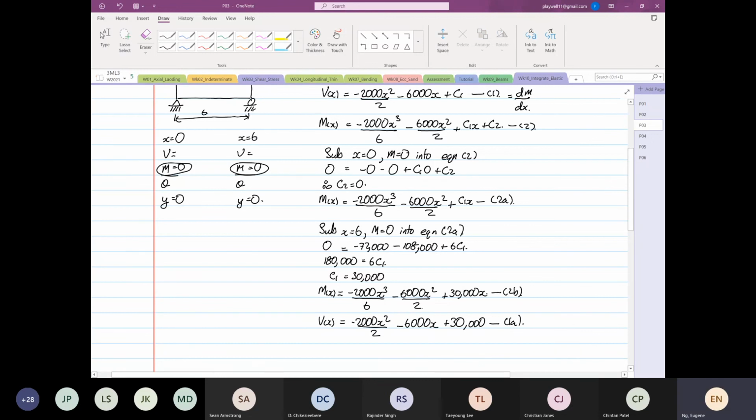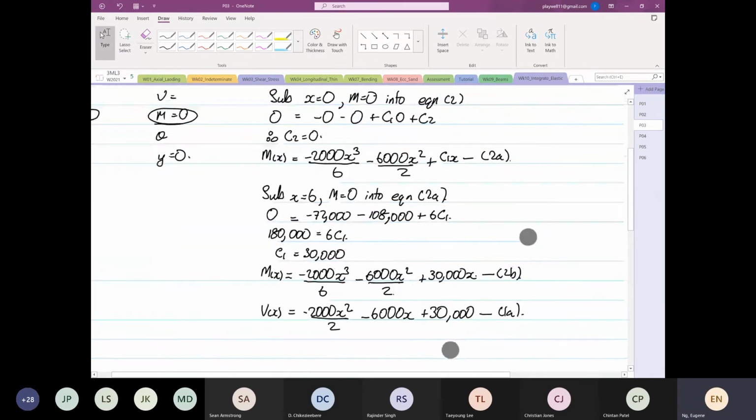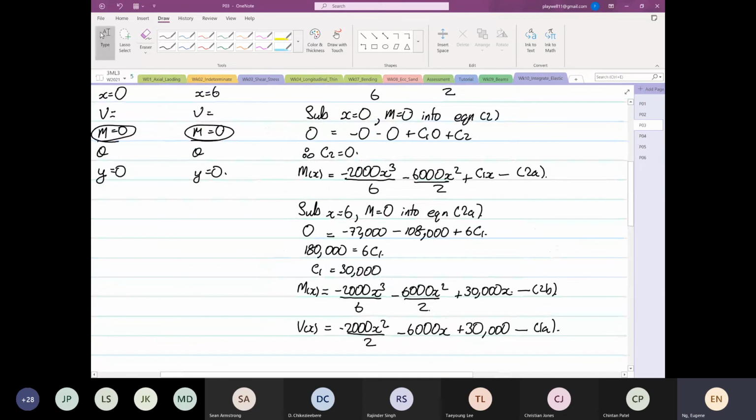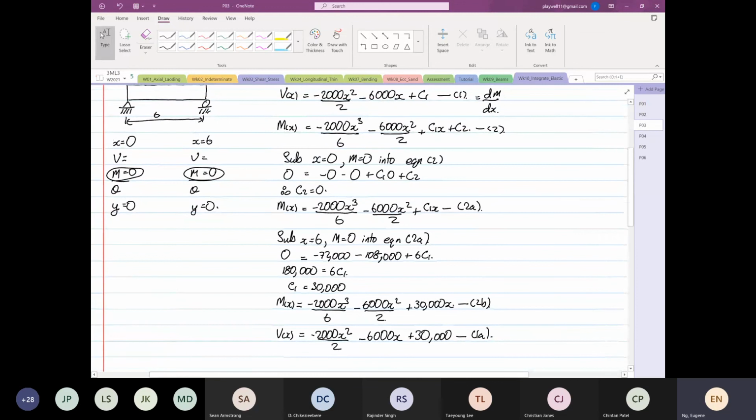Now question: which equation can we check to make sure that the moment equation is right? How do we know that the moment equation is right? Anyone? What can we do to check? Differentiate it. Yeah, differentiate is the obvious one. What's another way of checking? Put in the boundary conditions.